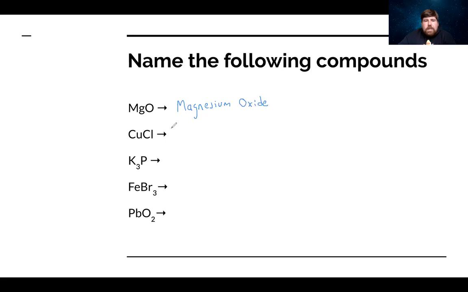CuCl is going to first start off with Cu, which is the metal, and this is copper. We're going to name this as is, copper. And copper is a transition metal, so we need to leave room for the Roman numerals, but it's going to be bonded to chlorine, so it's going to be copper something chloride.